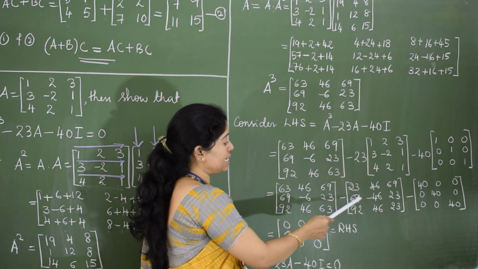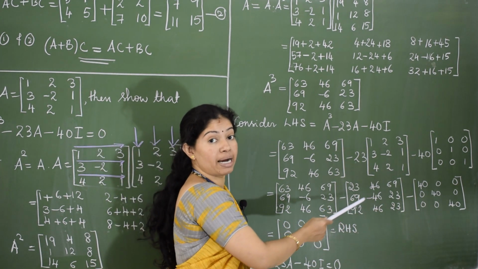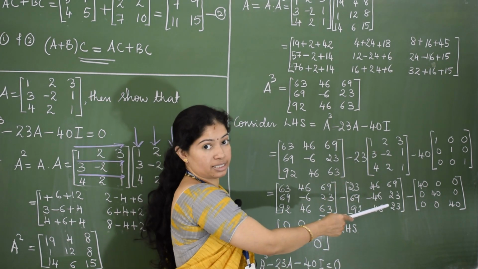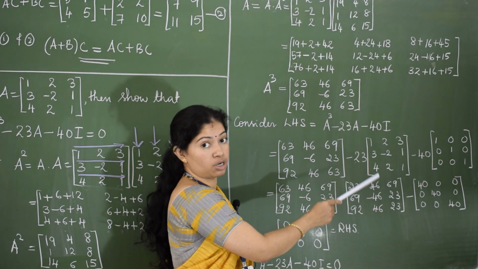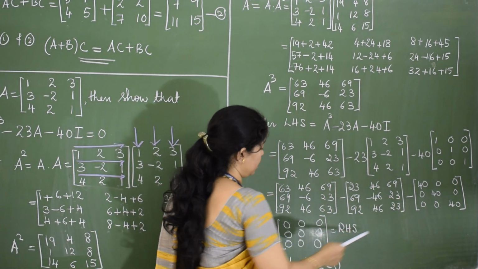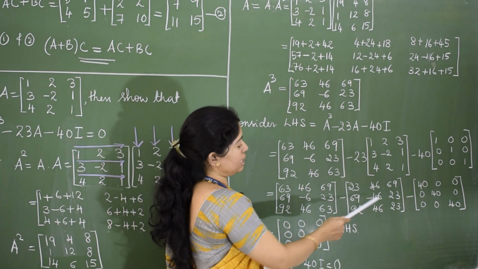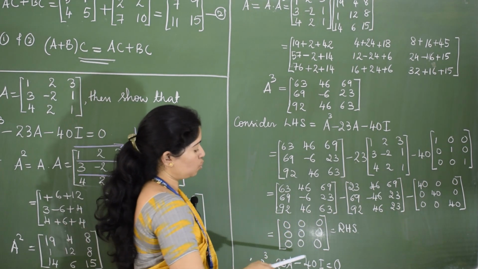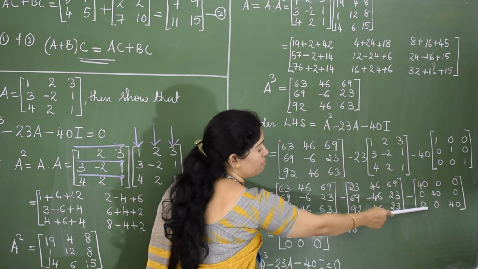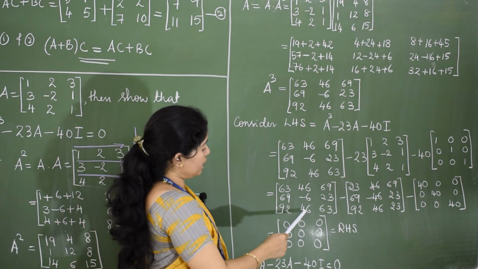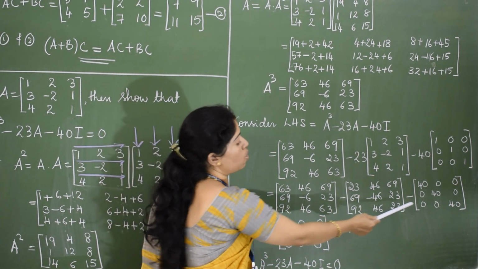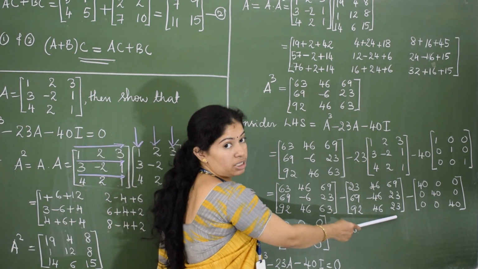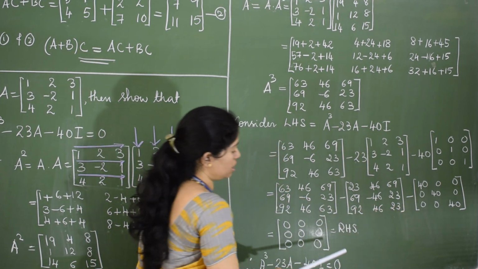Minus 6 minus of minus 46. Minus of minus will become plus. So it is minus 6 plus 46. Minus 6 plus 46 is what? 40. 40 minus 40 is a 0. 23 minus 23, 0. 0 minus 0 is 0. 92 minus 92, 0. There also you are having 0. So here 0. Next 46 minus 46, 0 minus 0 is 0. 63 minus 23 is 40. 40 minus 40 is a 0.